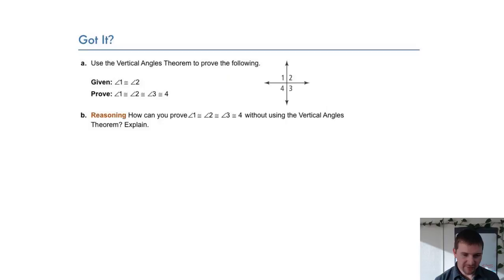Question A says use the vertical angles theorem to prove the following. We're given that angle 1 is congruent to angle 2, and we're asked to prove that all 4 of these angles, 1, 2, 3, and 4, are congruent.